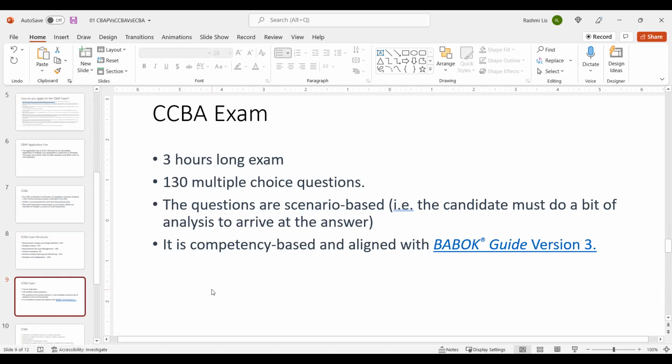The CCBA exam is longer than the CBAP exam. It's about 3 hours long, with 130 multiple choice questions. The questions are scenario-based. They are competency-based and aligned with the BABOK guide.